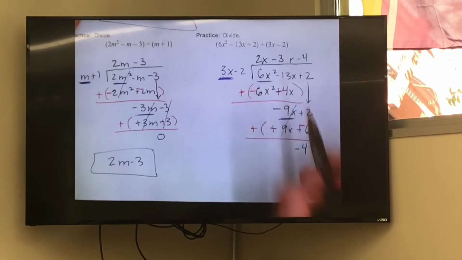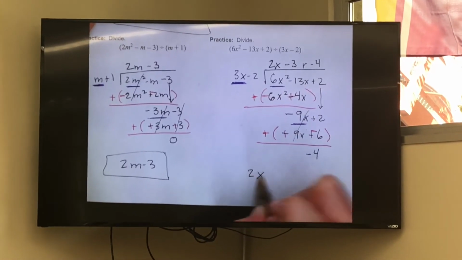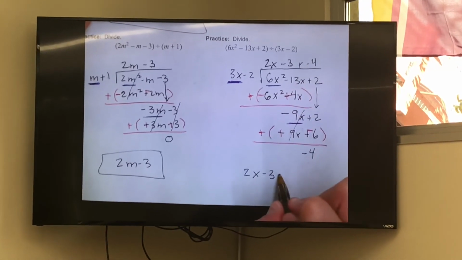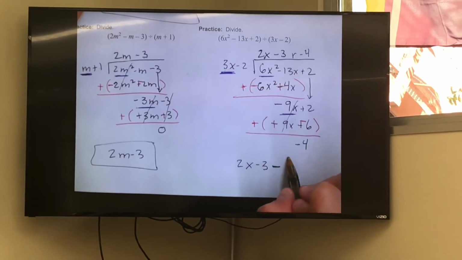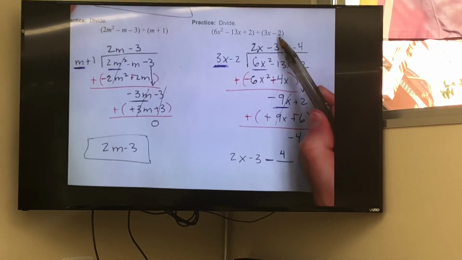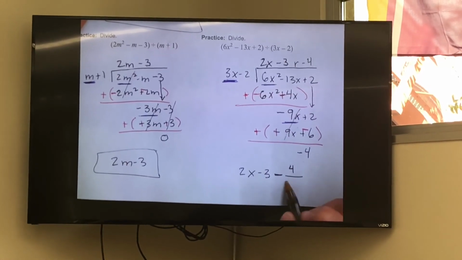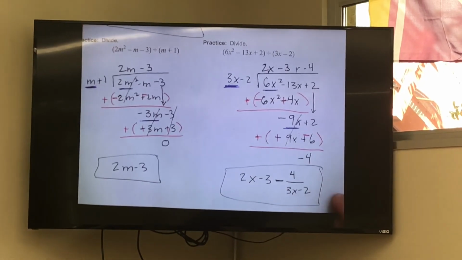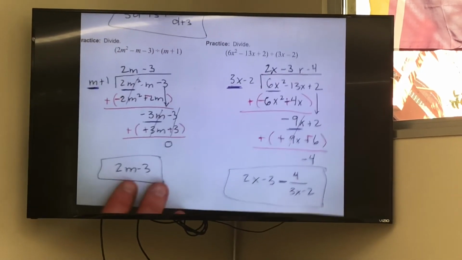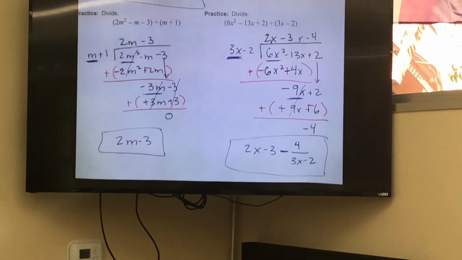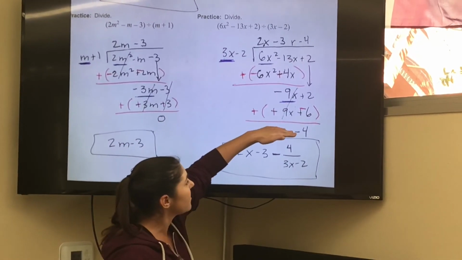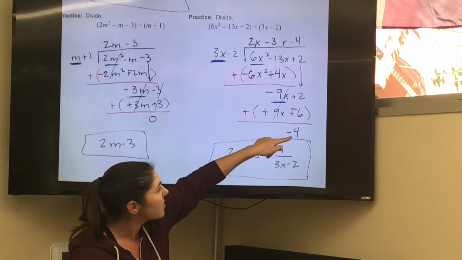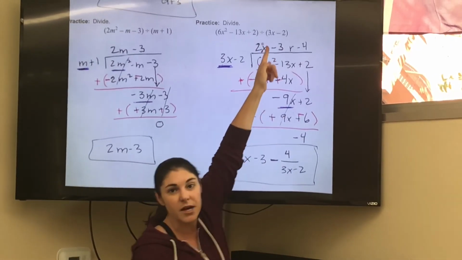So let's practice writing that out. So I have 2x minus 3. For remainders, I have negative 4, so it's minus, and then you do 4 over what you originally divided by, 3x minus 2. I want to reiterate that. So when you have a remainder, again, 3x can't get into negative 4. This would be minus because it's negative, and then you do 4 over what you originally divided by.